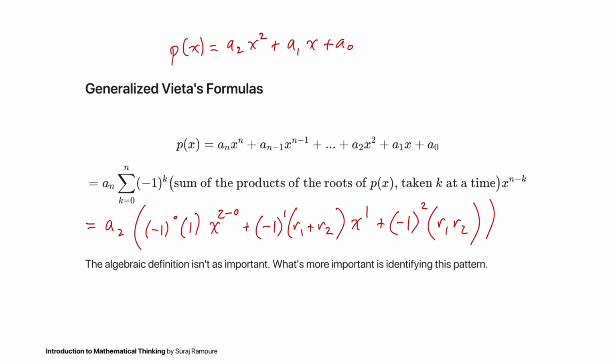Okay? But the algebraic definition isn't as important. What's important is realizing how this pattern works and being able to apply it to problems that you haven't seen. But in general, is everyone okay with the idea of what Vieta's formulas say? Any questions? Because I know we just went over a lot. Okay? So pretend I gave you this polynomial p of x is equal to x to the 100 minus 100 x to the 99 plus 1. What's the sum of the roots of this polynomial?